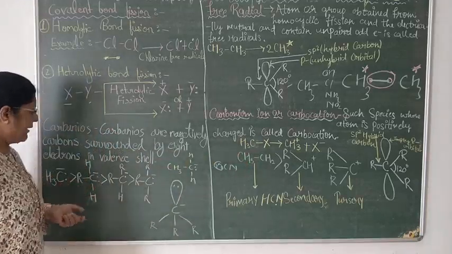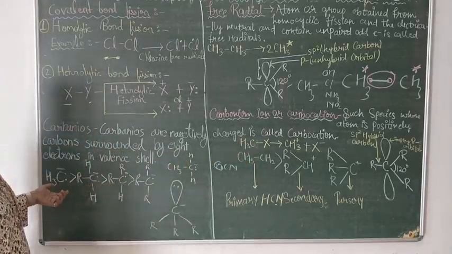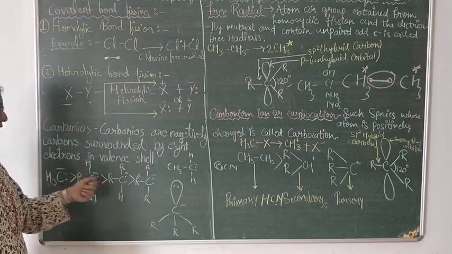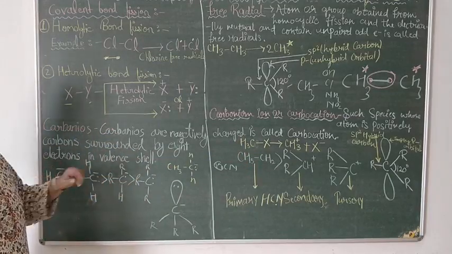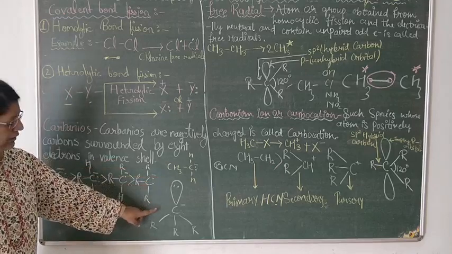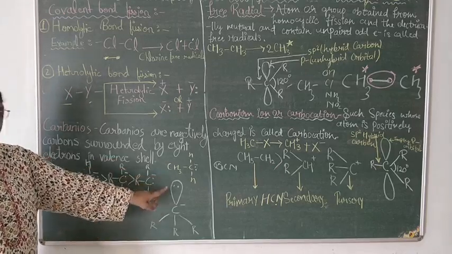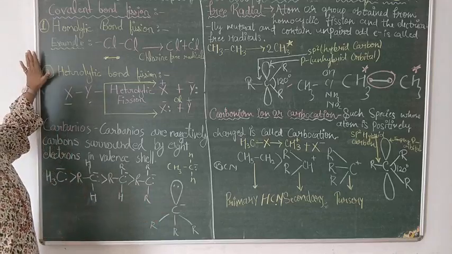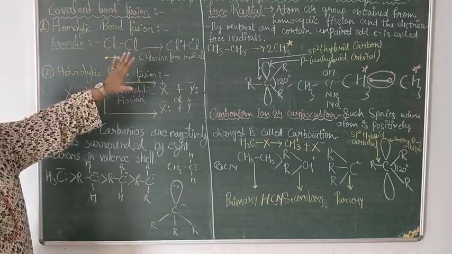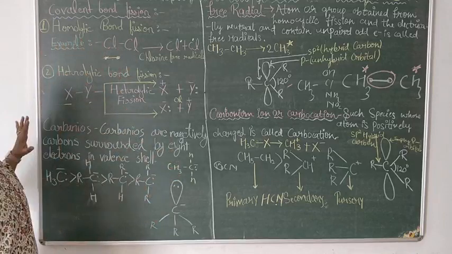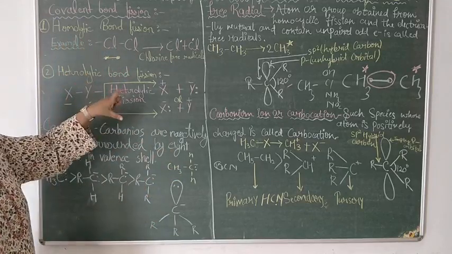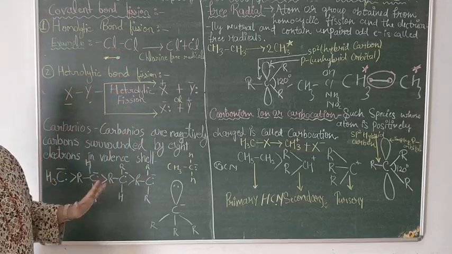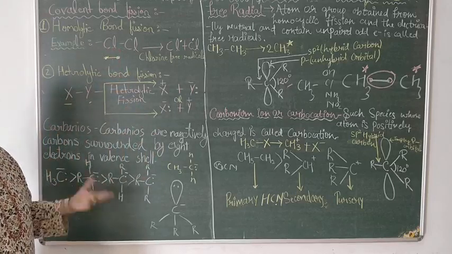On the other hand, the reactivity order is the opposite: tertiary will be more reactive, then secondary, then primary. The structure will have 3 R groups, a lone pair and a negative carbon. So these are covalent fission, then free radical, carbocation and carbanion. A short note is all you need. That short note I have given you here. You just write it, then we will come to the next topic.